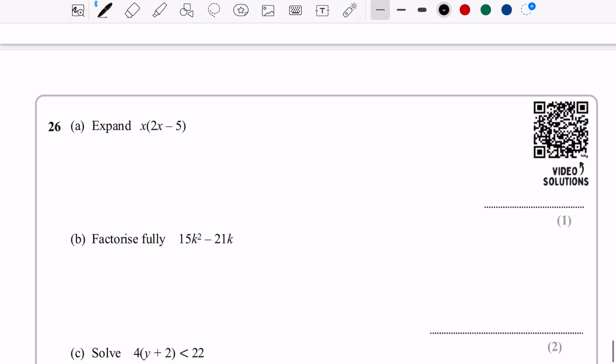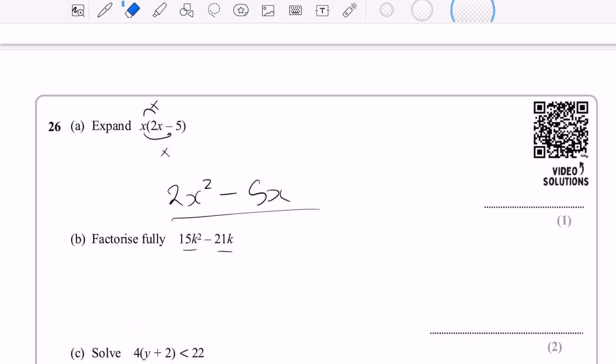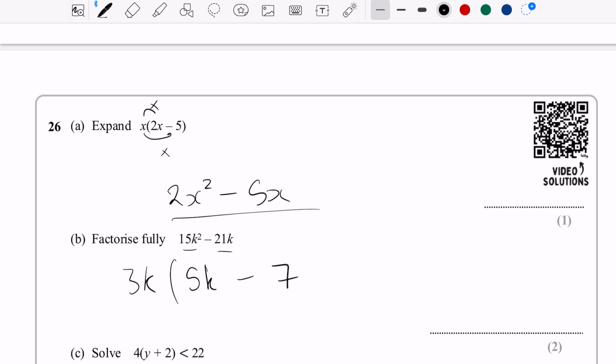Okay, nearly done. Expanding these, times these, times these. So you get 2x squared minus 5x. Factorising fully, so we've got a number and a letter to take out here. Look at the numbers first. Both of these are in the 3s, so I'm going to take a 3 out. And they both have a k, so I'm going to take a k out as well. 3 times 5 makes 15, but I also need a k, so I'm making k squared minus 7. Alright, so if you times these back out, you would get what you started with.